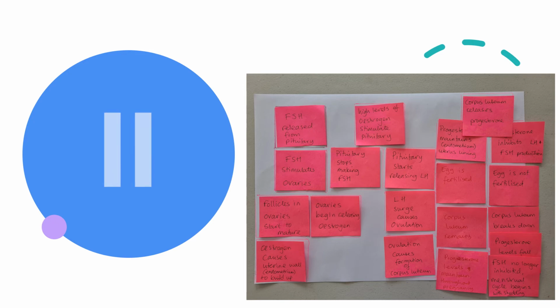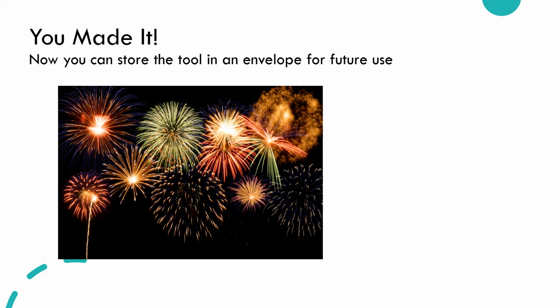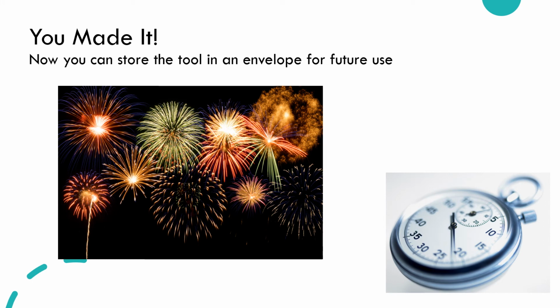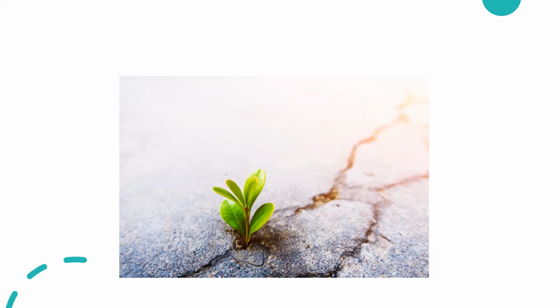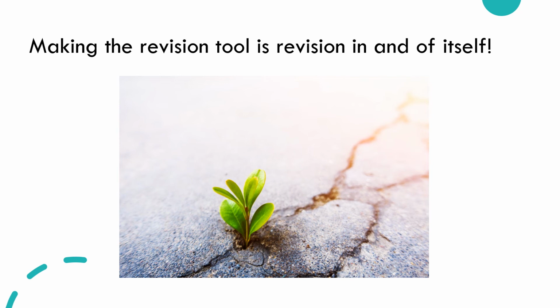Well done. You've now made an interactive revision tool. This should not have taken you more than 20 minutes in total to create, but now that you have made it, you can use it repeatedly to help you to remember how the menstrual cycle is controlled. Making this is revision in and of itself. Don't forget that. You have been reviewing the source material and interacting with it as you read and reduced the steps to control the menstrual cycle.